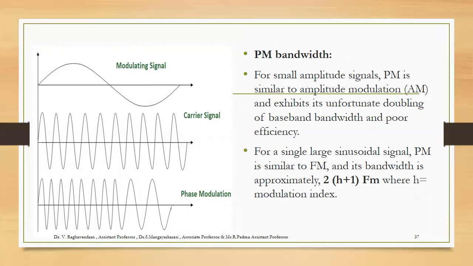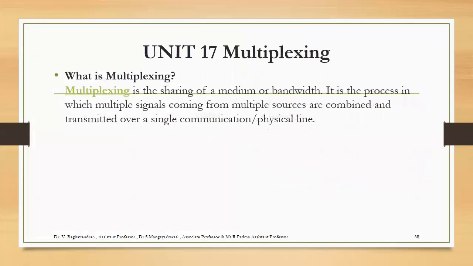So the first one is the modulating signal, the second one is the carrier signal, and the third one is the phase modulation. For a large sinusoidal signal, PM is similar to FM, frequency modulation, and its bandwidth is approximately 2 times (h plus 1) times fm, where h is identified as the modulation index. So up to this, signal encoding techniques are over.